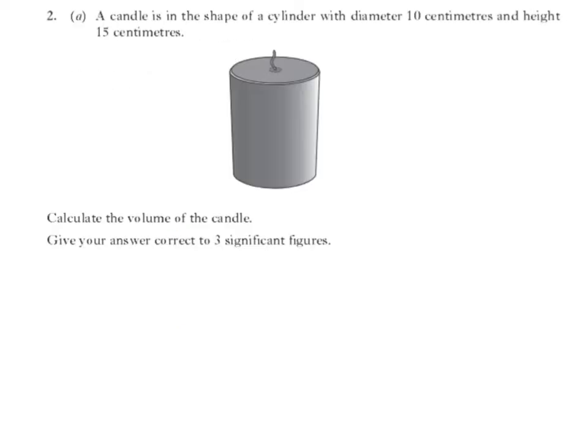This is question number 2 in the calculator. Part A, a candle is in the shape of a cylinder with diameter 10 cm and height 15 cm. Calculate the volume of the candle and give your answer correct to 3 significant figures. So we use the formula for the volume of a cylinder, which is V equals pi r squared h.